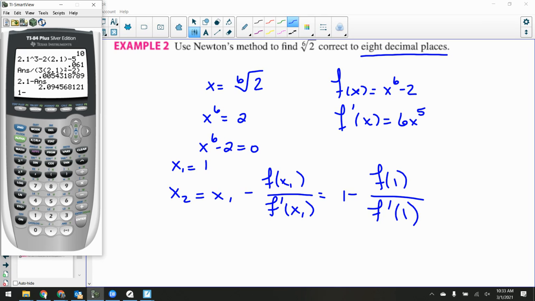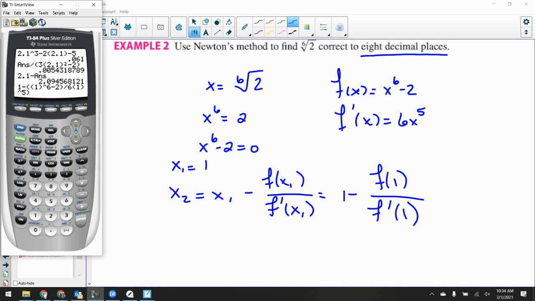Well, f is x to the 6th minus 2. x to the 6th, so 1 to the 6th. I'm using parentheses because I'm going to have to go in and change it in a second. x to the 6th minus 2. That's my numerator, right? Divided by f prime of 1. So I'm going to plug it into f prime: 6x to the 5th. All right, 6, 1 to the 5th.